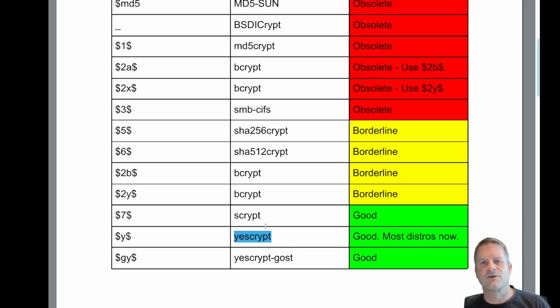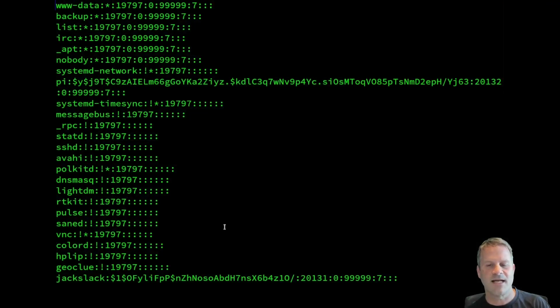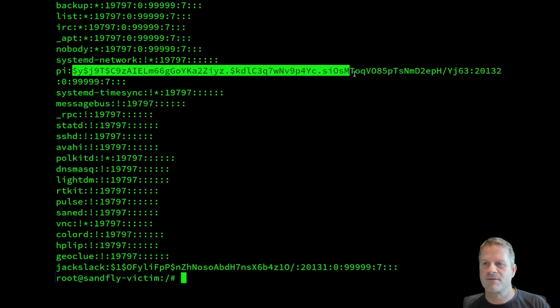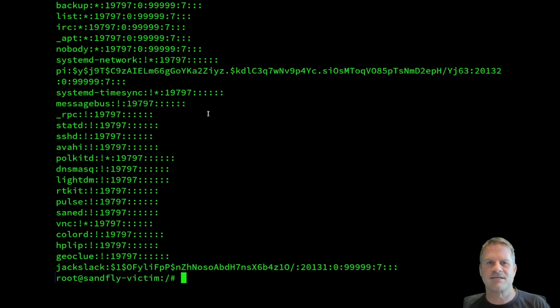Now, in terms of your Unix and Linux systems, what you want to look for here, I'm going to go to the terminal. What I did is I catted out the password file on a Linux system here. This Linux system had two different types of user passwords. The passwords are these things here under the /etc/passwd file. And here the $y$, this is yescrypt. This is the modern algorithm.